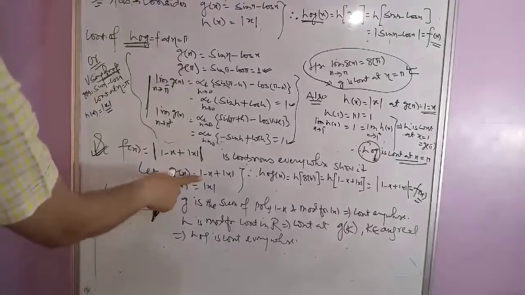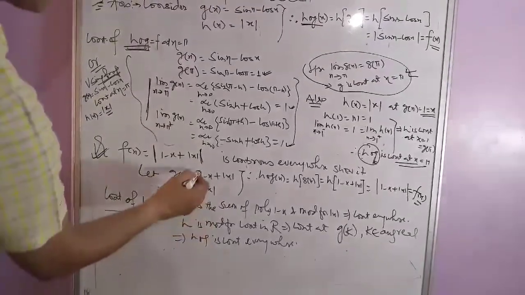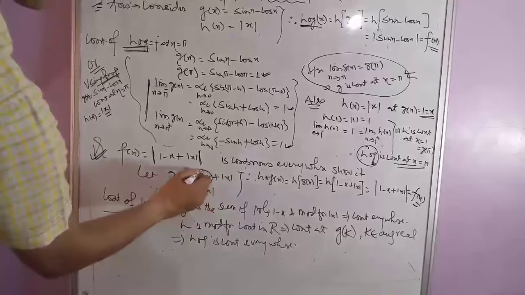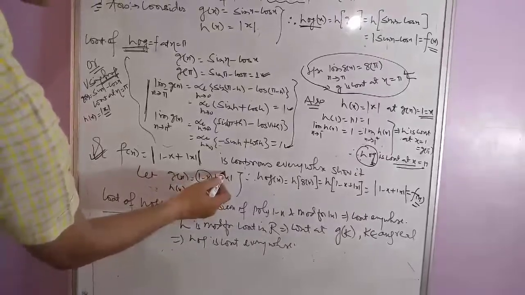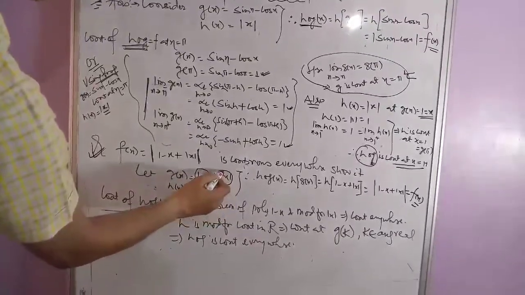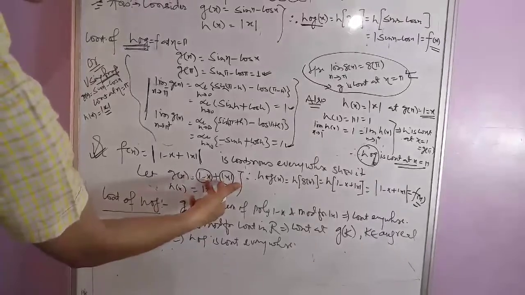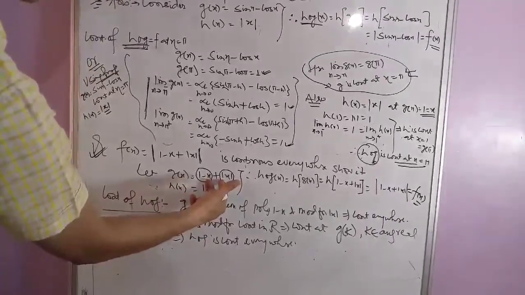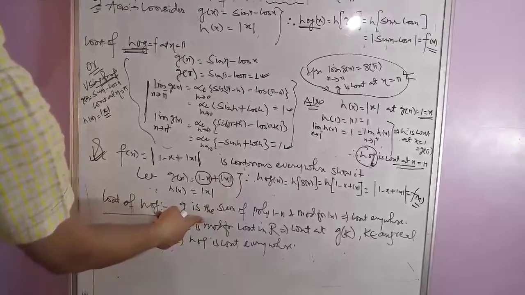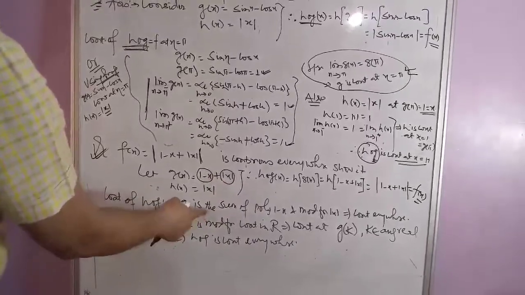Here g(x) is 1 minus x plus mod x. Here 1 minus x is a polynomial function, everywhere continuous, and this is the modulus function, everywhere continuous, and the sum of two continuous functions is always continuous. So g is always continuous, everywhere continuous.